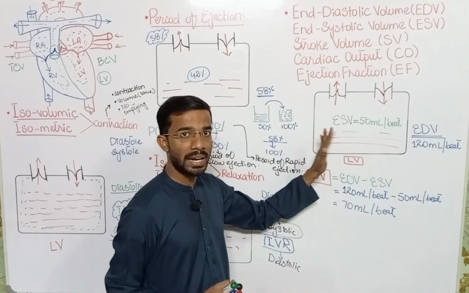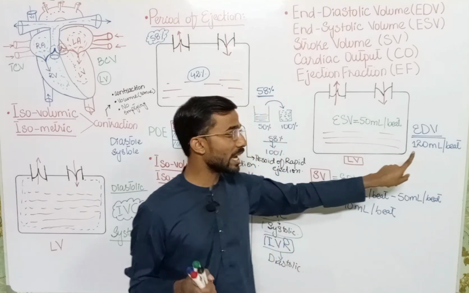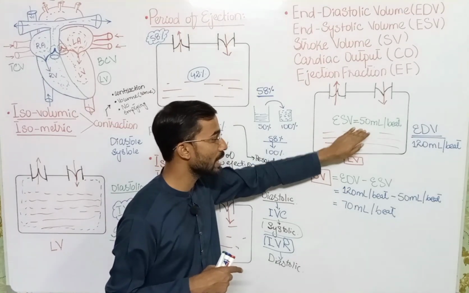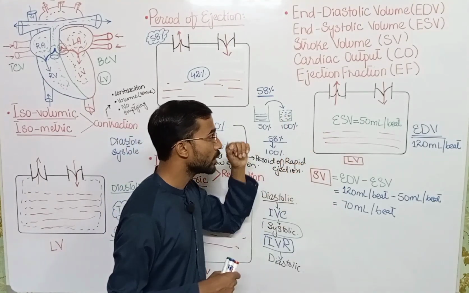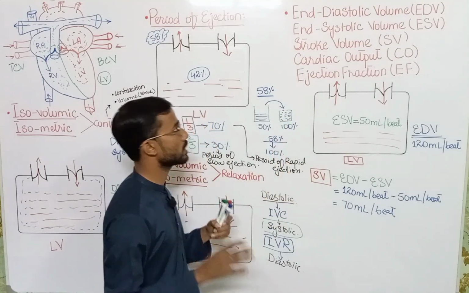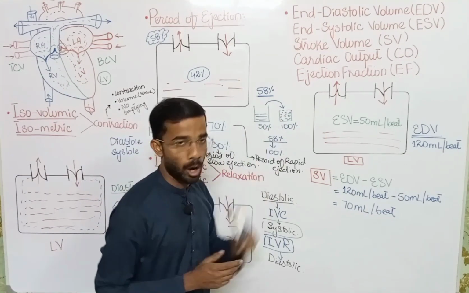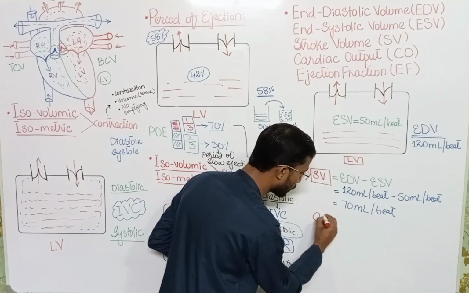The total volume present at the end of the diastole is 120. After ejection, the remaining volume in the left ventricle is 50, and 70 ml has been ejected. So the volume that is ejected in one beat is the stroke volume. Next, we will discuss the cardiac output. So here is the term cardiac output.